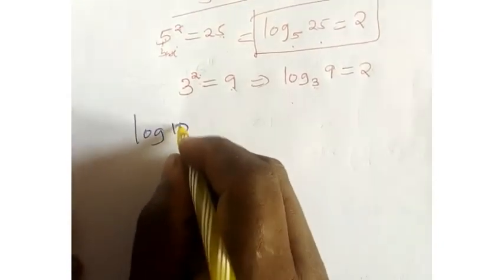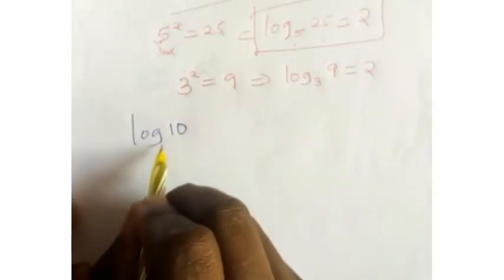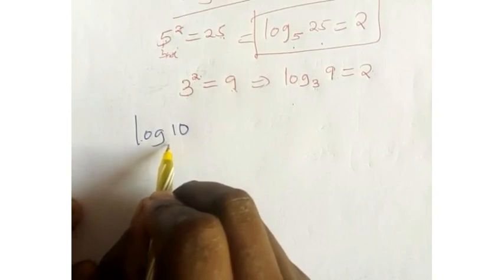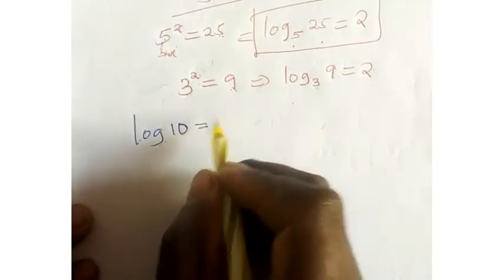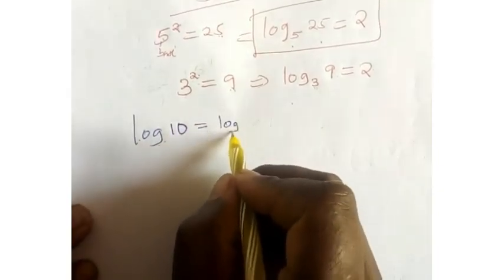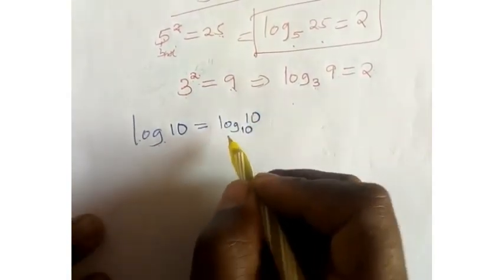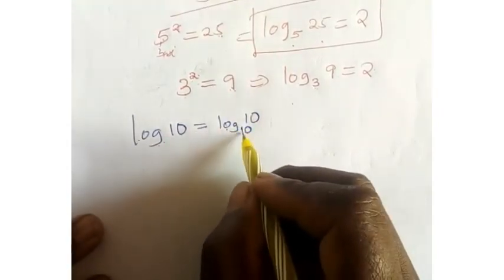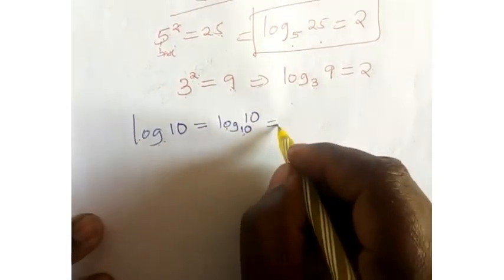Log 10, when a log is just written like this, the base is always 10, because in our mathematical tables and the calculator, the log is to base 10. So when it is written as this, it simply means log base 10, 10. That's what it means. When we have a log to base 10 of 10, or 2 of 2, that one is simply 1.